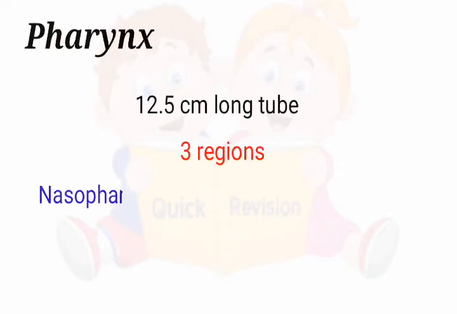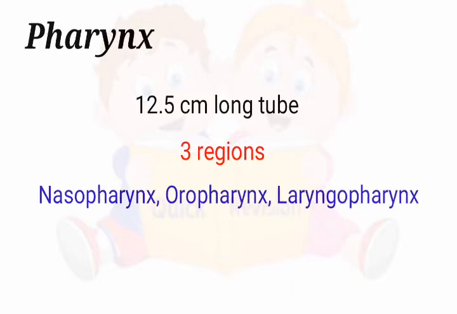Now pharynx. It is a 12.5 cm long tube. It has three regions: nasopharynx, oropharynx, and laryngopharynx.